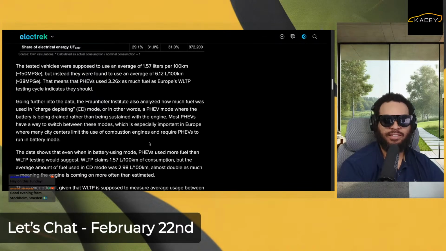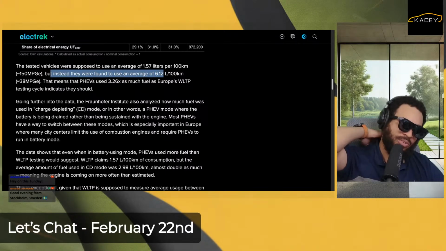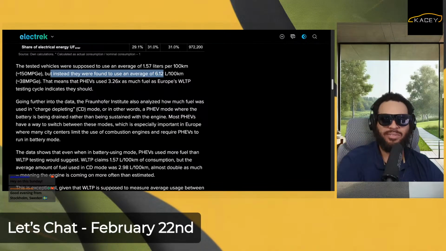Let's see. The tested vehicles were supposed to get an average of 1.57 liters per 100 kilometers, or 150 miles per gallon equivalent. But instead, they were found to use an average of 6.12. Oh my goodness, 6.12 liters per 100 kilometers, or about 38 miles per gallon equivalent. So just like every other study shown before, it's like they never get plugged in.